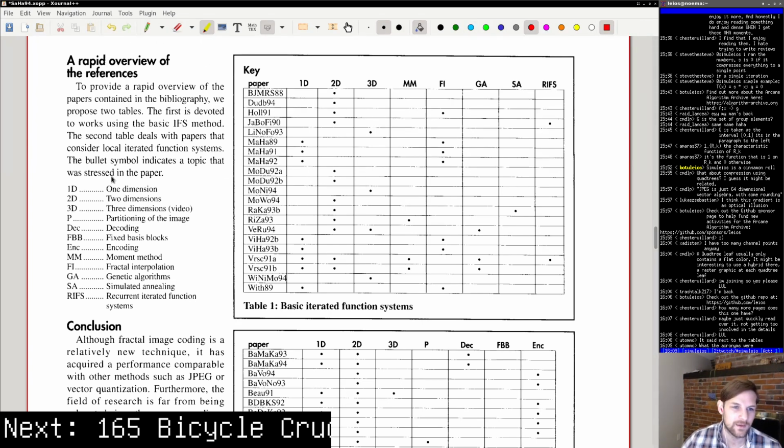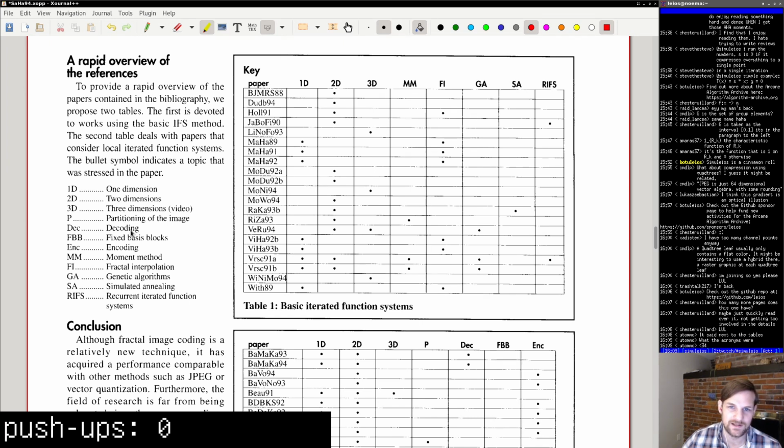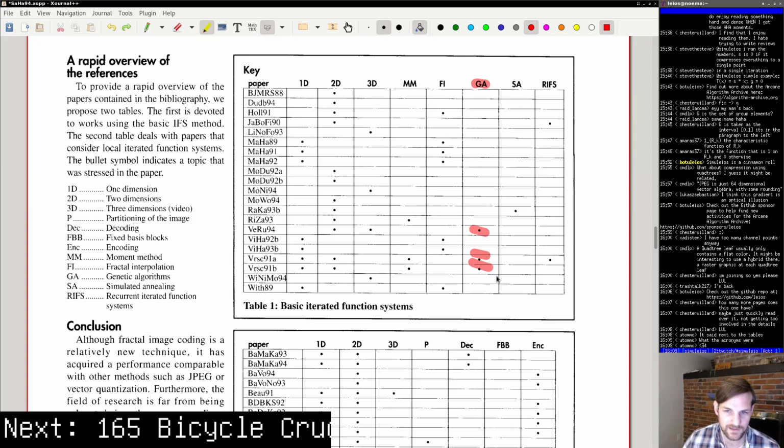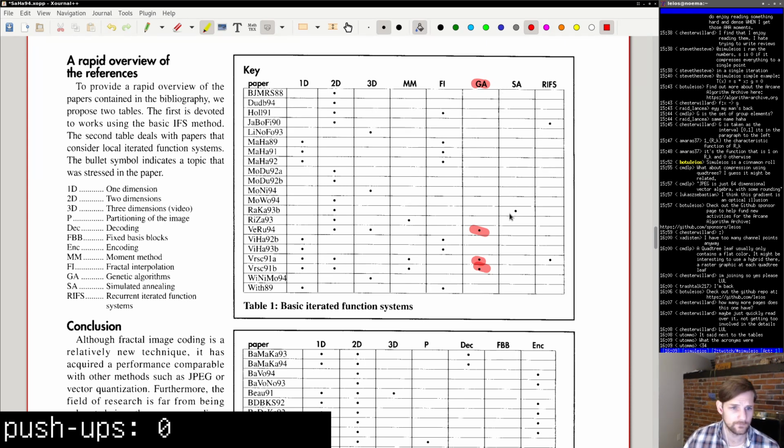oh, that's pretty dumb. So obviously 1D, 2D, 3D, P is partitioning of the image, DEC is decoding, FBB is fixed basis blocks, encoding, MM is moment method, FI is fractal interpolation, GA is genetic algorithms. That's what I want, actually. So actually, we might want to look into these papers because we were eventually going to be using genetic algorithms with Fractal Flame. SA is simulated annealing, and RIFS is recurrent iterative function systems.